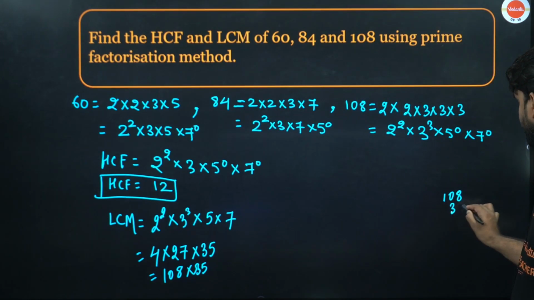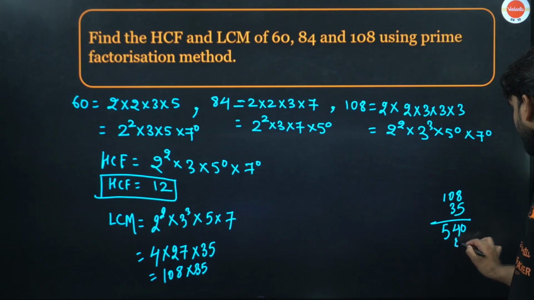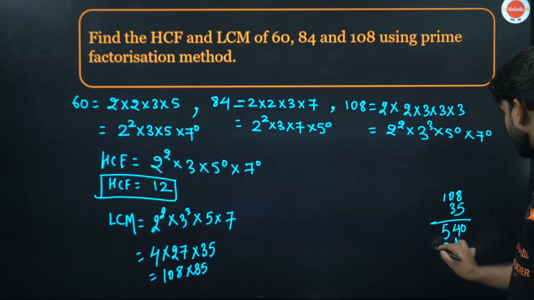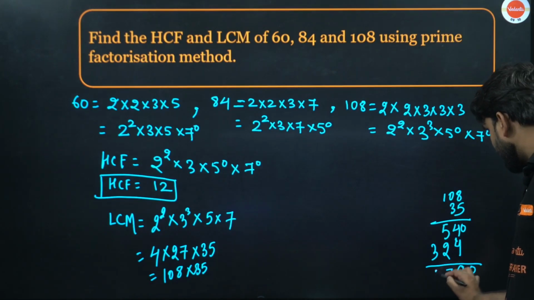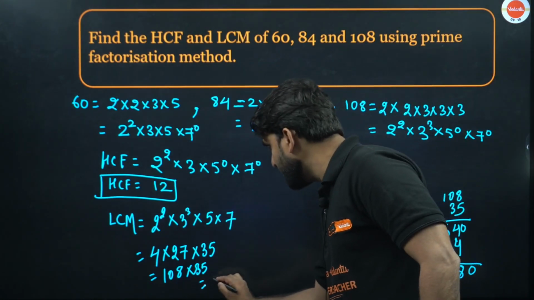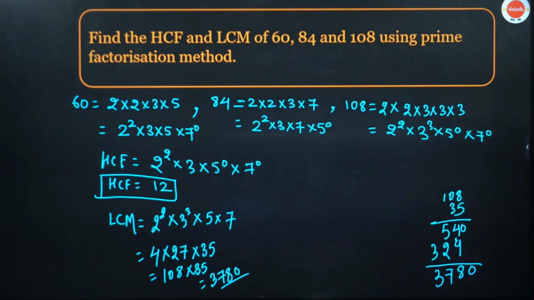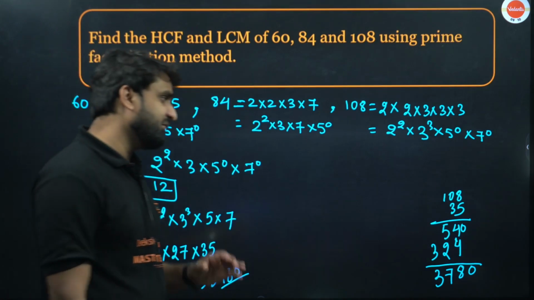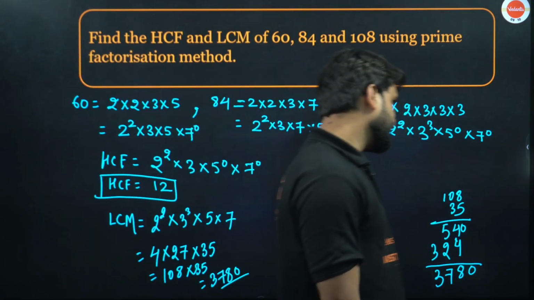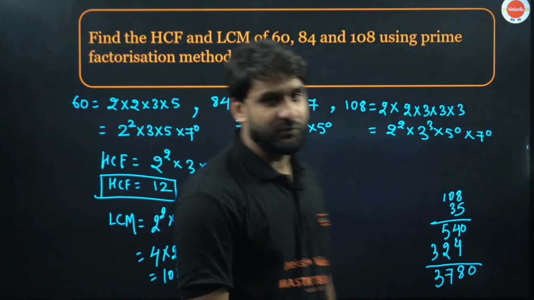108 into 35. 8 times 5 is 40, and 5 times 1 is 5. 8 times 3 is 24, carry 2, this is 2, 3 times 1 is 3. So this is 0, 8, 7, 3. So this is, my dear champion, 3780. This is the LCM. 3780 is the LCM. I hope this question is clear to you, everyone. Very, very easy question. Clear to all? 3780 is the LCM.